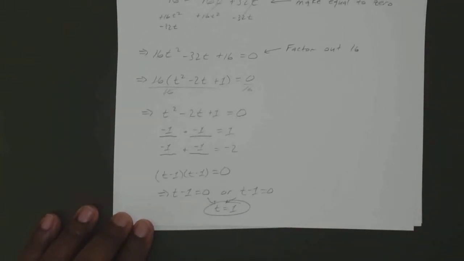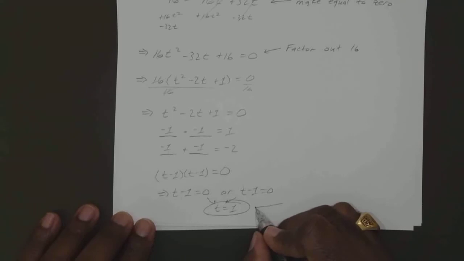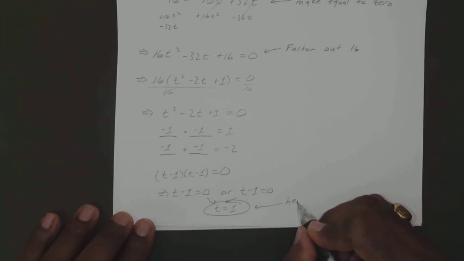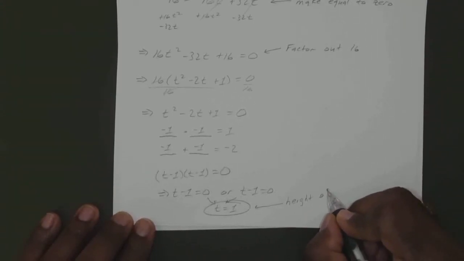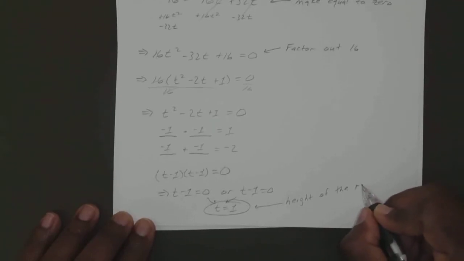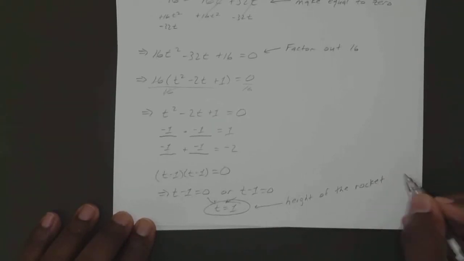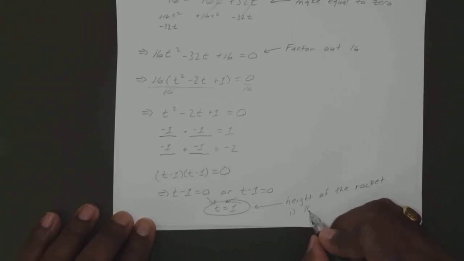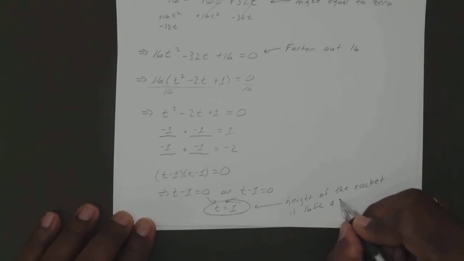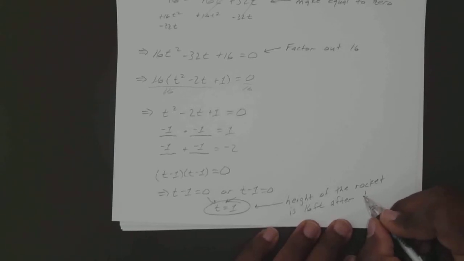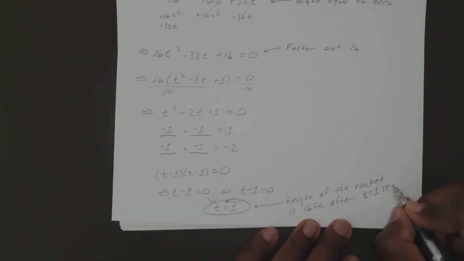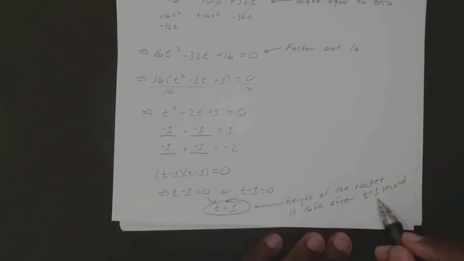Okay. So we know that as soon as she fires off the rocket, after 1 second, it's 16 feet in the air. After t equals 1 second.